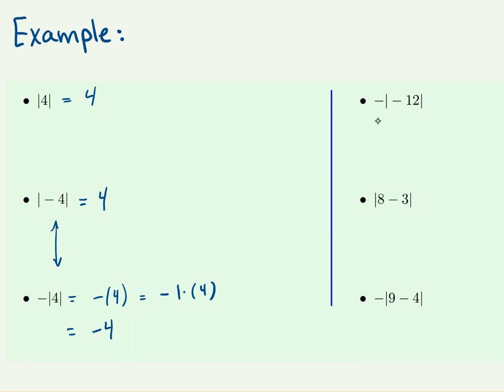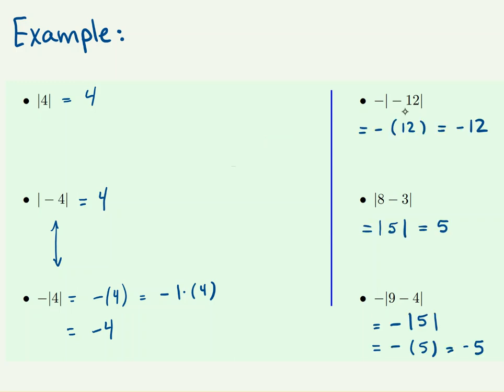I'll give everybody about 15 seconds to think about what your answers would be for here, and if you need to, definitely pause right now, answer these, and then when you've finished working on it, unpause, and then you can see if we got the same answers.